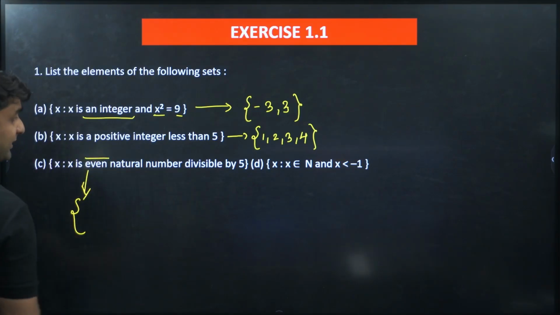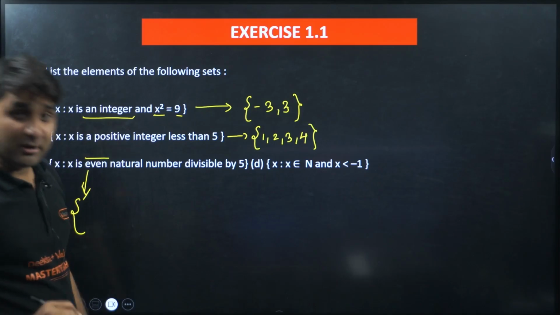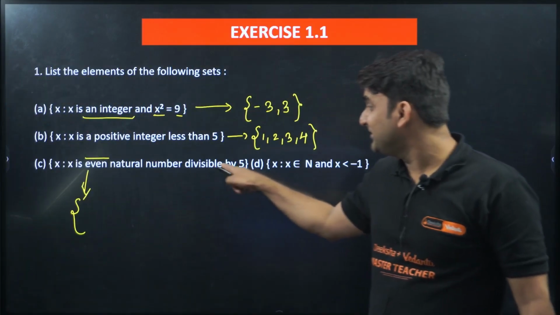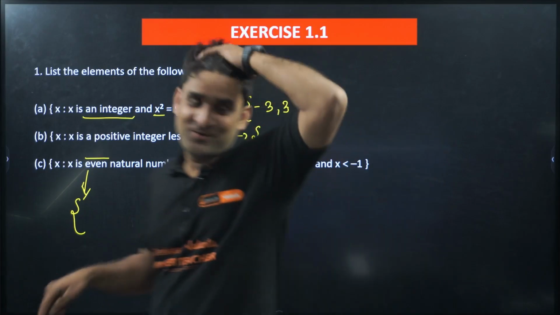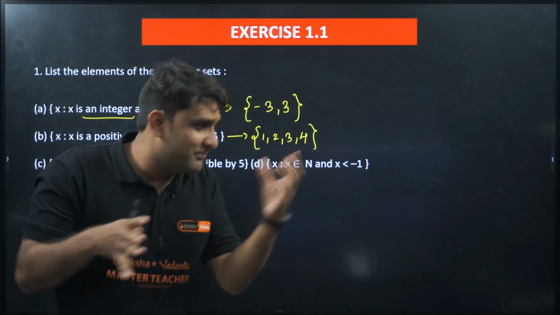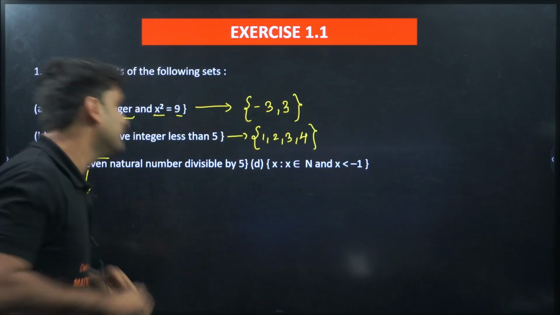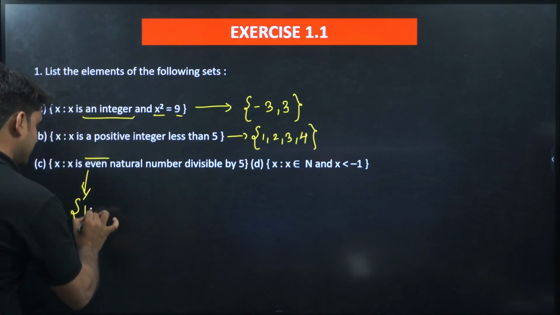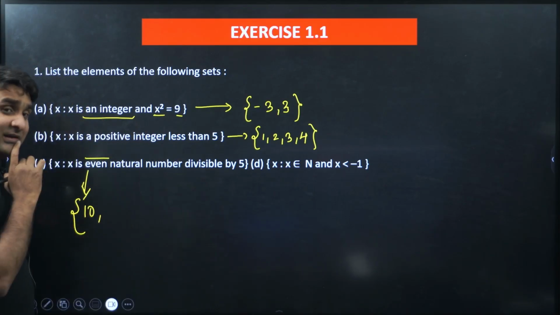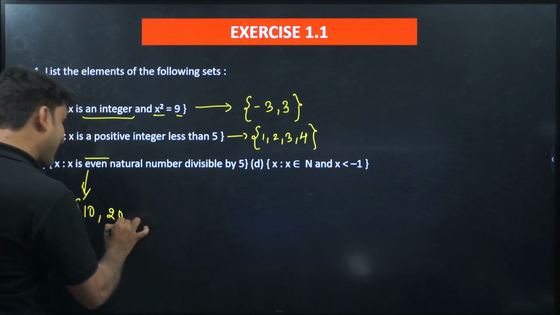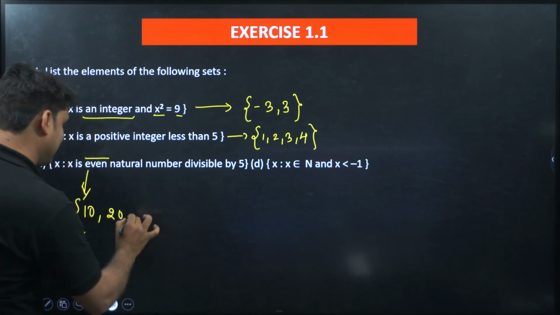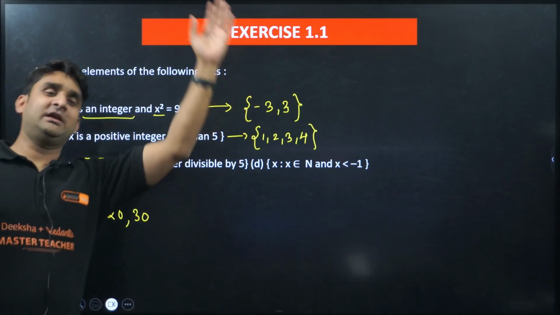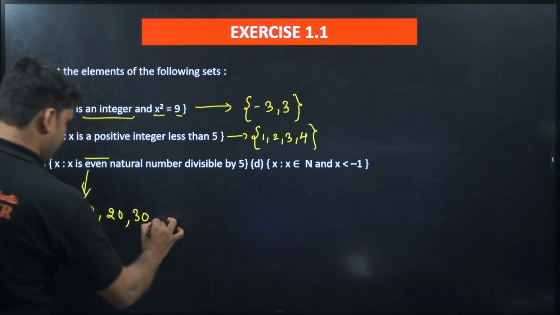Even means the number which can be divided by 2, but the condition is that it is divisible by 5 also. So the number should be divisible by 2 as well as 5. The first even natural number that can be divided by both is 10. After 10, 20. After 20, 30, and so on. It will keep going.